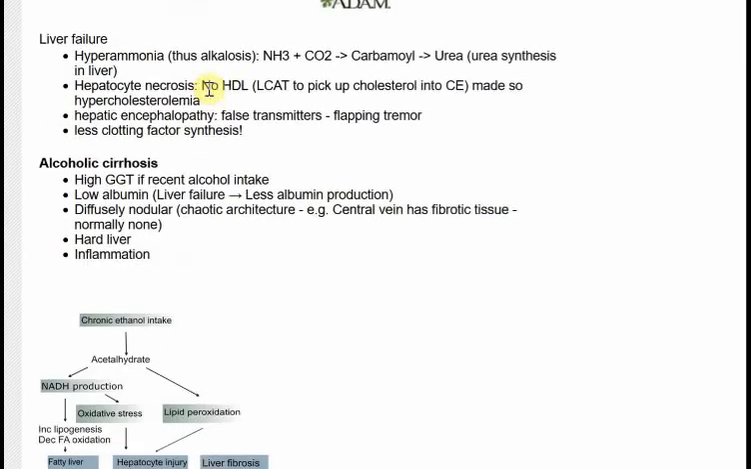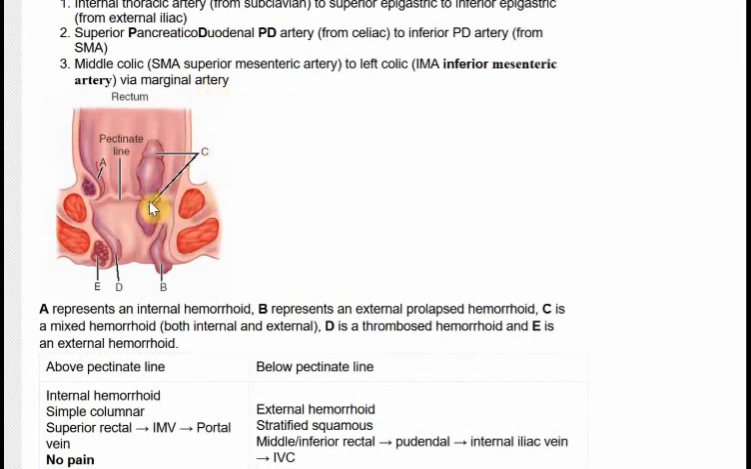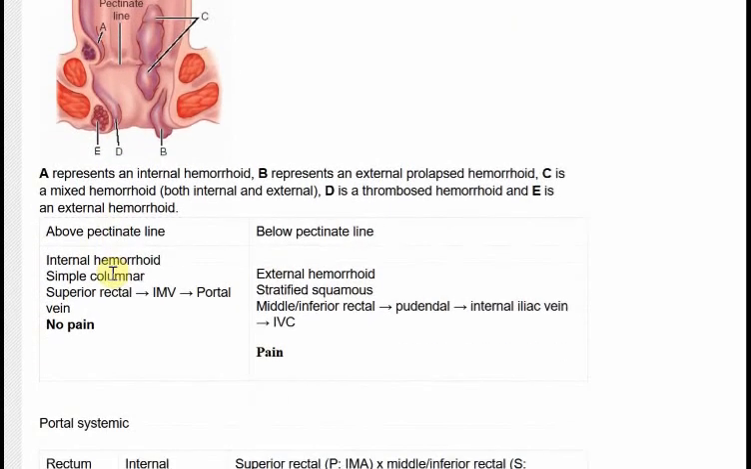We'll touch on hemorrhoids. And so, for example, as you can see here, very briefly, hemorrhoids divided between internal and external hemorrhoids. Internal hemorrhoids are above the pectinate line, as shown here, pectinate line above. So this is an internal hemorrhoid. These are therefore external hemorrhoids. External hemorrhoids are painful. Internal hemorrhoids are not painful. Internal hemorrhoids are lined by simple columnar cells, and the external hemorrhoids are lined by stratified squamous cells.